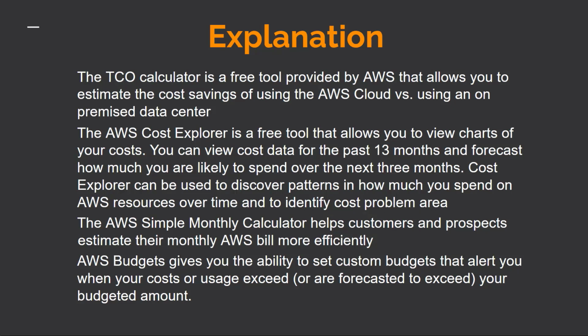Explain. The TCO Calculator is a free tool provided by AWS that allows you to estimate the cost savings of using the AWS Cloud versus using an on-premise data center. The AWS Cost Explorer is a free tool that allows you to view charts of your costs. You can view cost data for the past 13 months and forecast how much you are likely to spend over the next 3 months. Cost Explorer can be used to discover patterns in how much you spend on AWS resources over time and to identify a cost problem area.